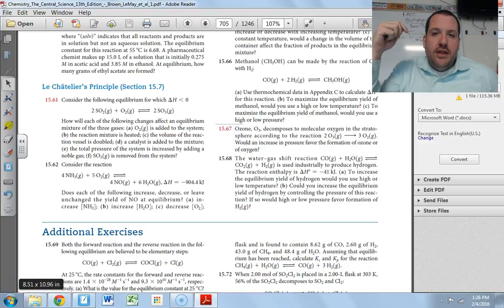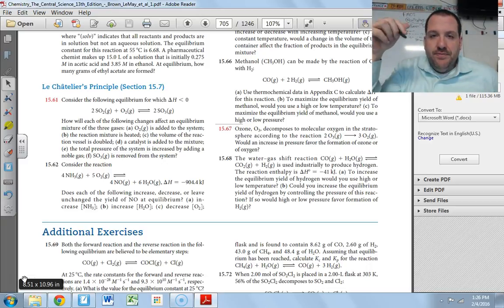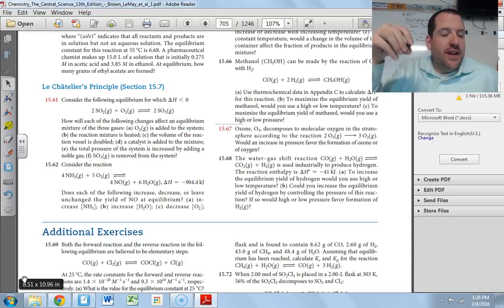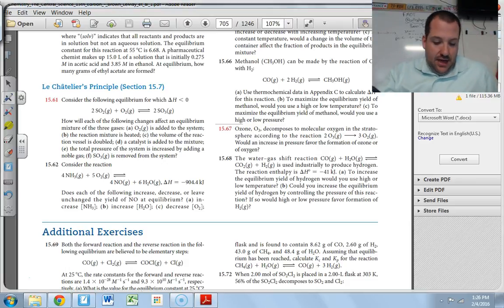Hey everybody, I just wanted to go over some of the Le Chatelier's practice problems, and so we're going to go over 15.66 in this textbook. You can find a picture of this page in here, and you can do all sorts of stuff, but 15.66. Okay, so that's this one here, chapter 15.